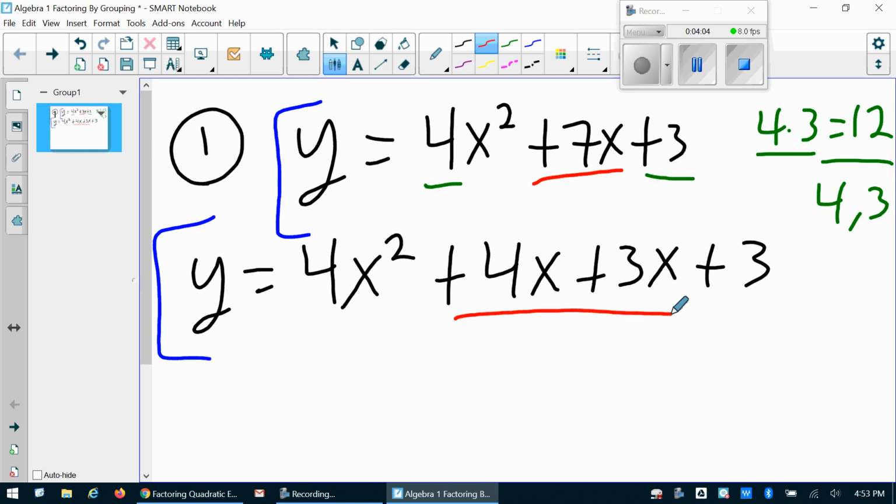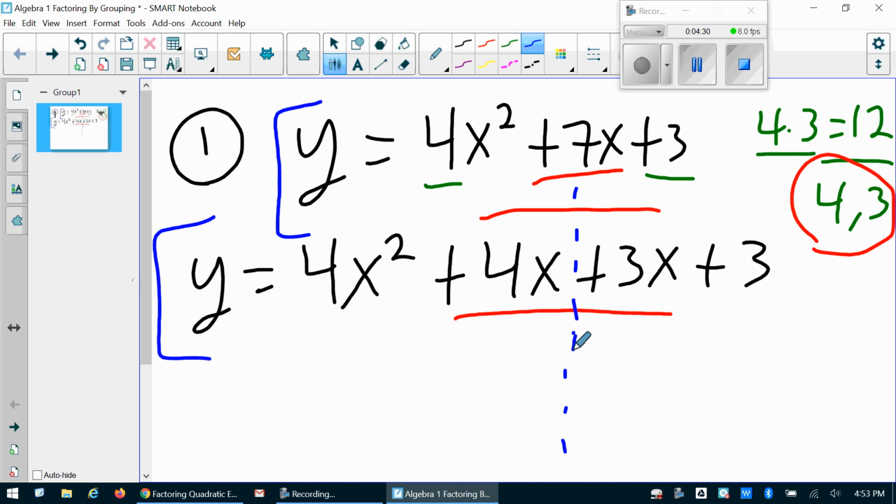But how did I know to rewrite 7x as 4x plus 3x? Where did I get those numbers from? I got them from right here. I just took these numbers and I put x's next to them. All right, why did you do that? It looks like you just made the problem a little bit harder. What this allows me to do is split this second piece down the middle like that.